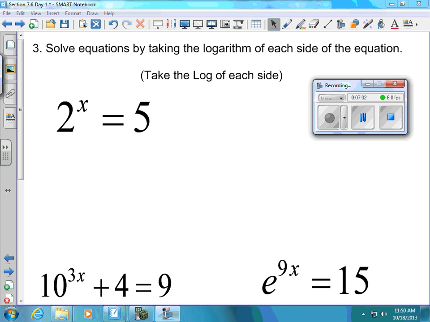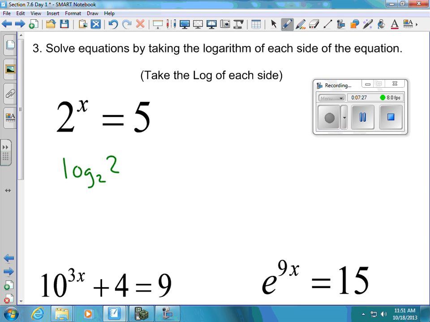Okay, last one. What if we don't have bases with exponents on both sides, just have it on one? Well, we can solve exponential equations by getting rid of the bases, by taking the log of each side. So for instance, this simple equation, 2 to the x equals 5. What log base are we going to use on both sides? Well, it's a base of 2, so we would do the log base 2 to both sides. So x equals log base 2 of 5.